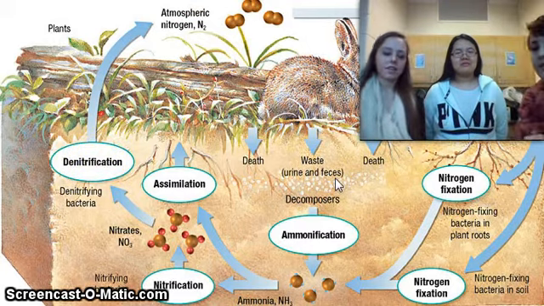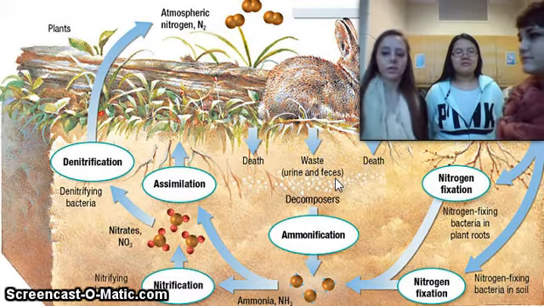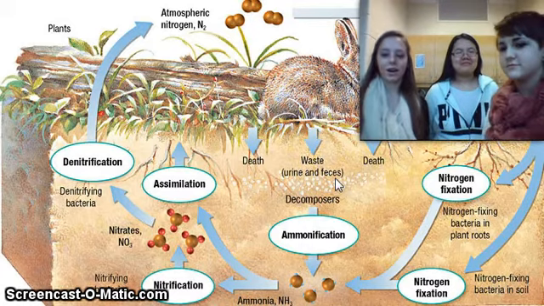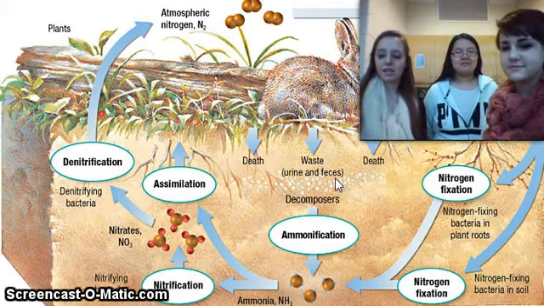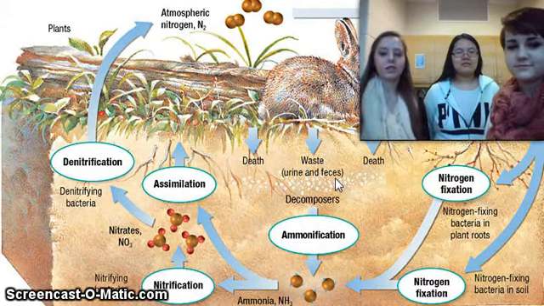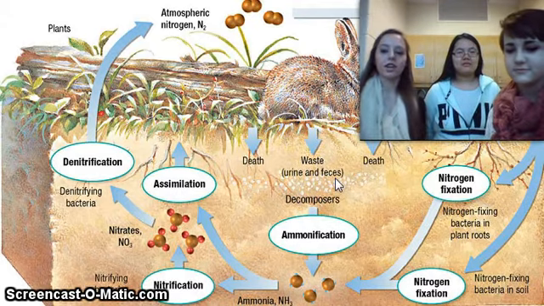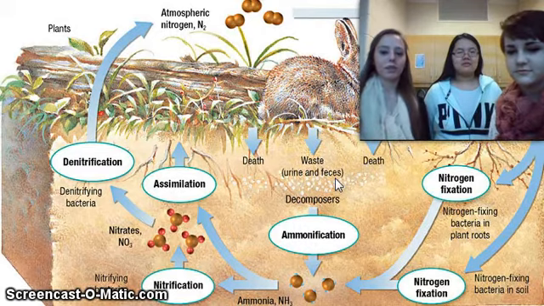There's many things that affect the nitrogen cycle, including dumping of sewage into bodies of water, cars, power plants, factories, and burning of fossil fuels. And if there's too much nitrogen, it can cause death in humans and animals.